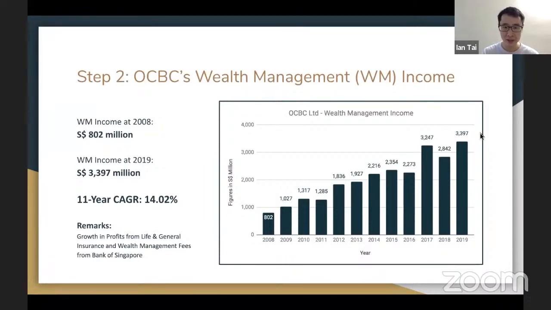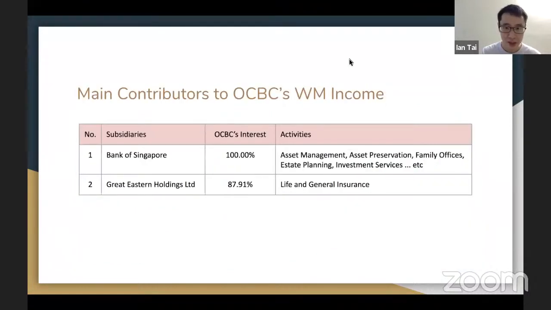14.02%. All right, and this is actually contributed from two main sources, and we're going to look into that. So these are the main contributors to OCBC's wealth management income. So the first one is Bank of Singapore. The second one would be Great Eastern Holdings Limited, a very well-known insurance company.